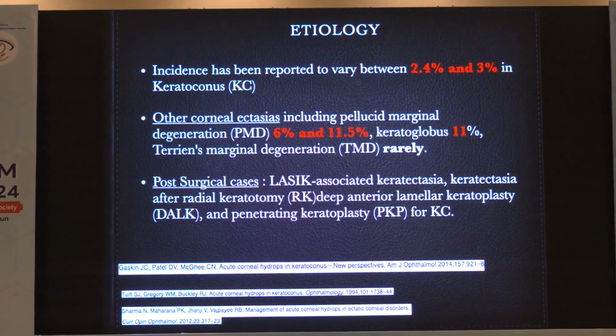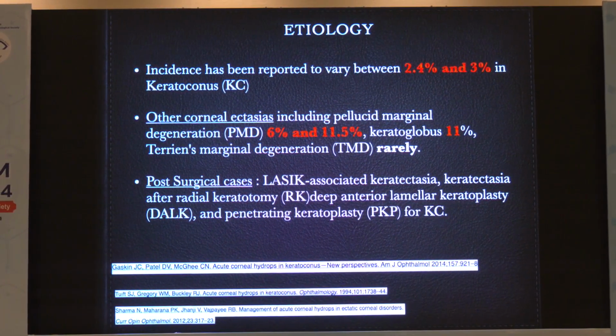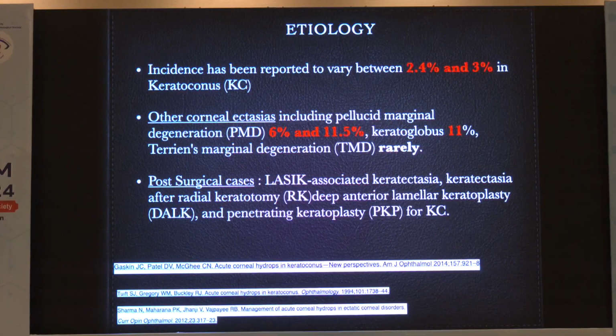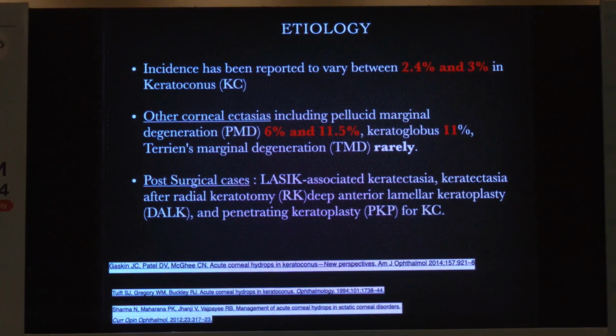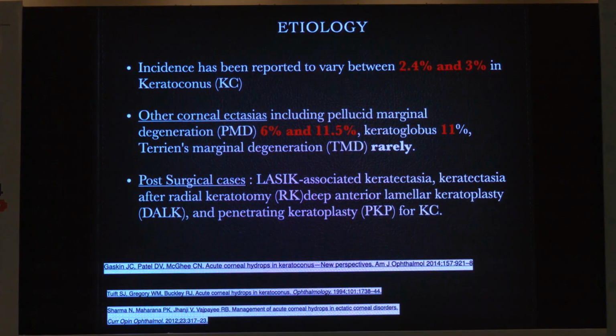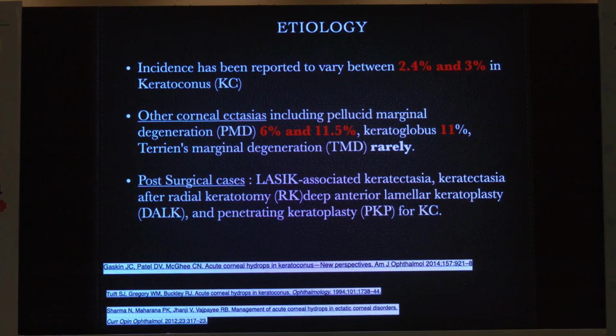The incidence has been reported to vary between 2.4 and 3% in keratoconus, and other corneal ectasias is slightly lesser, including pellucid marginal degeneration to be around 6% and 11.5%. Keratoglobus in 11% and Terrien's marginal is rare. So post-surgical cases have also reported to have hydrops, LASIK-associated keratoconus as well as RKs, and DALK and PKPs also in some patients with keratoconus.